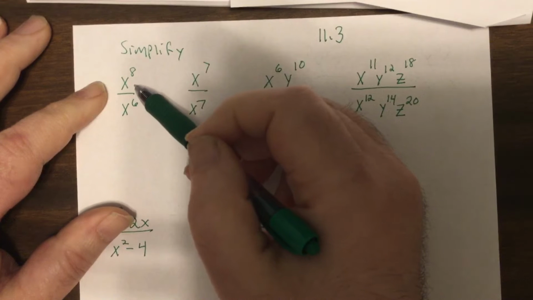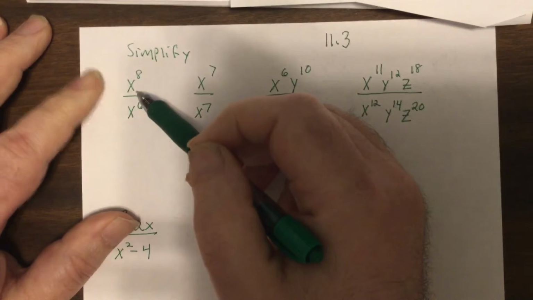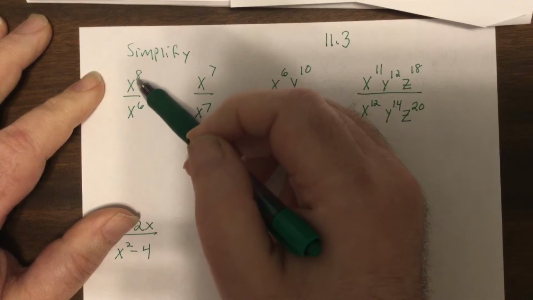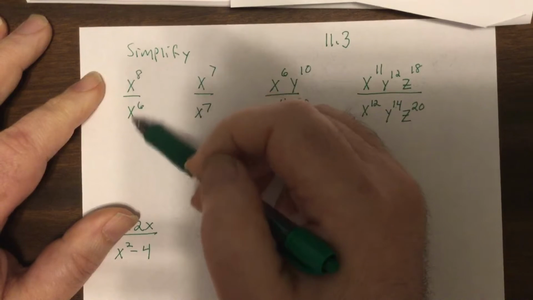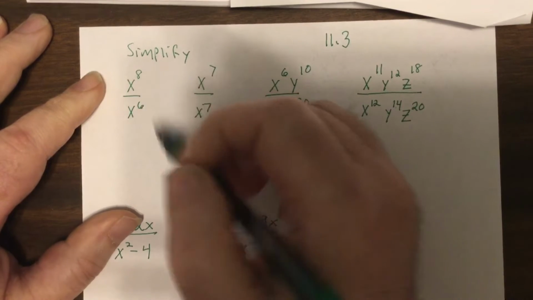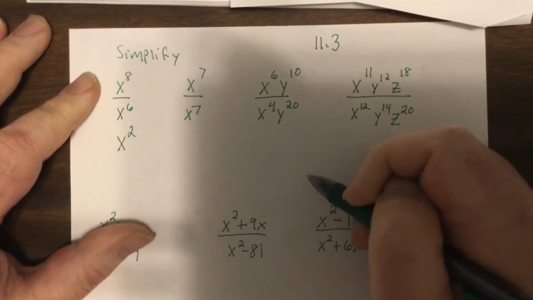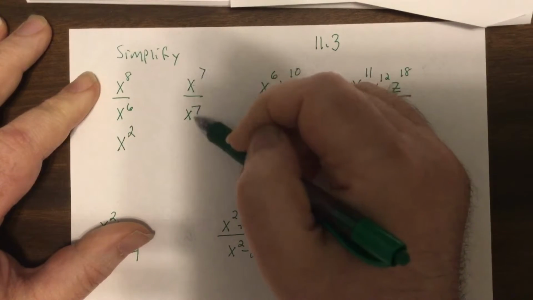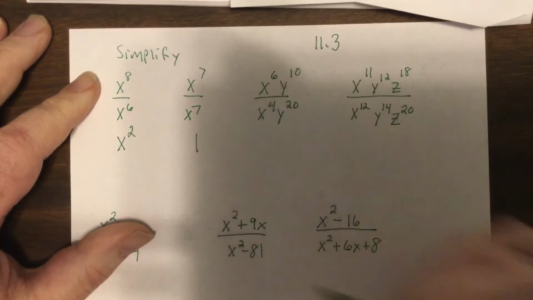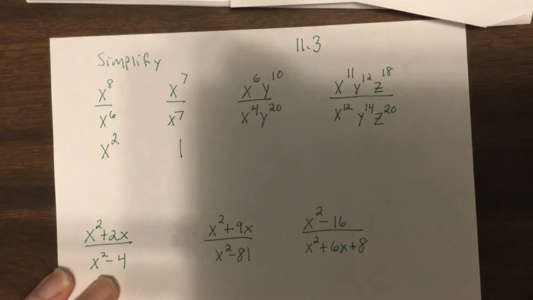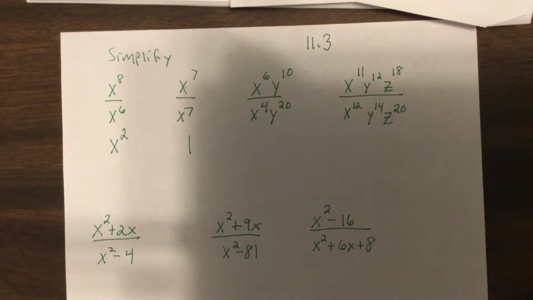Now if you remember when we did laws of exponents, when you divide two things with the same base, you subtract the powers. So this would be x squared. Now, anything divided by itself is 1, except 0. You can't have 0 on the bottom, or in the denominator, if you want to call it that.